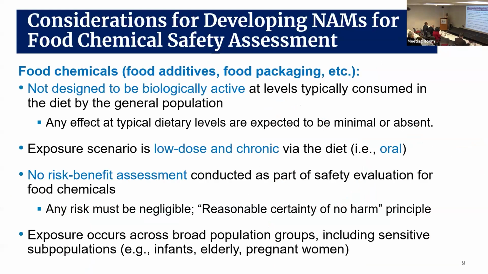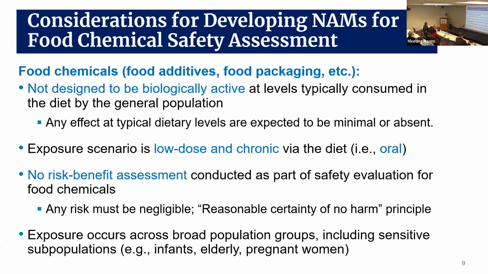So as we're thinking about developing NAMs for food chemical safety assessments, I just want to point out some things to keep in mind, from the standpoint of comparing this to the pharmaceutical and drug space. Food chemicals are not designed or intended to be biologically active at levels typically consumed in the diet by the general population, so any effects at typical dietary levels are expected to be minimal or absent. The exposure scenario, as I mentioned, is low-dose chronic exposure via the diet, lifetime exposure. And so for the NAMs that you're developing, you have to take that into consideration.